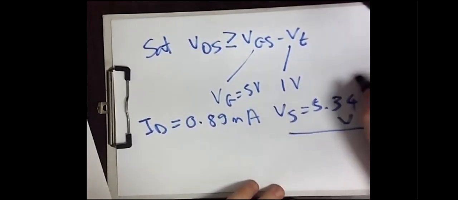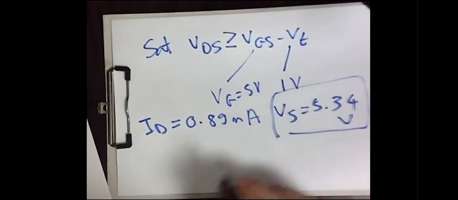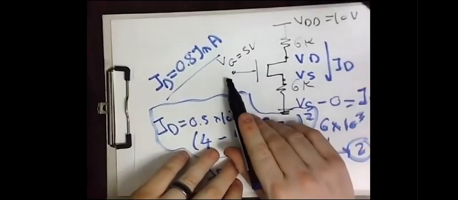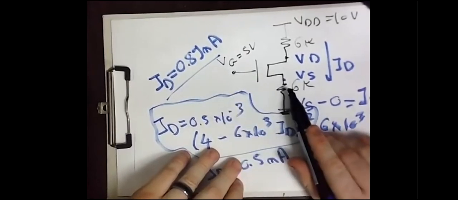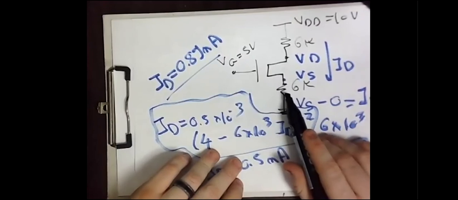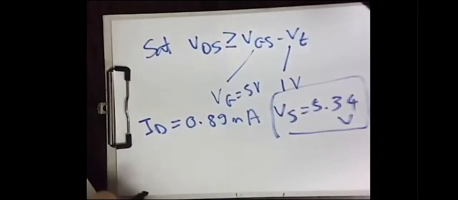Is this an acceptable Vs? The answer is typically no. Why? Because you have V gate equals 5 volts. So if Vs equals 5.34, that means that VGS is a negative value, which means that your transistor is turned off, because VGS should be positive and should be greater than V threshold in order to make this MOSFET operate. So that simply means that this is a wrong solution.